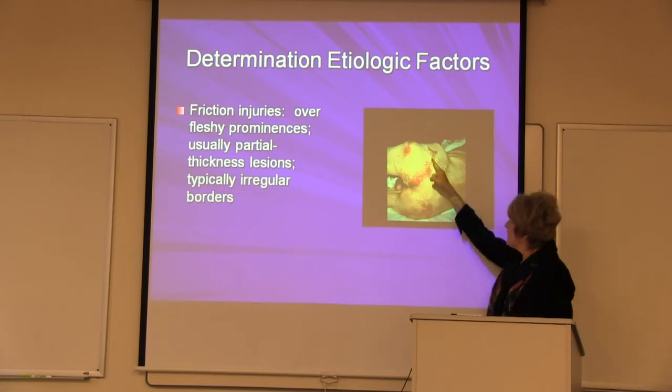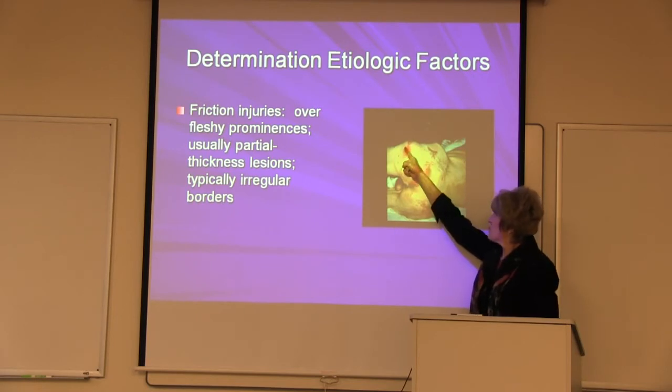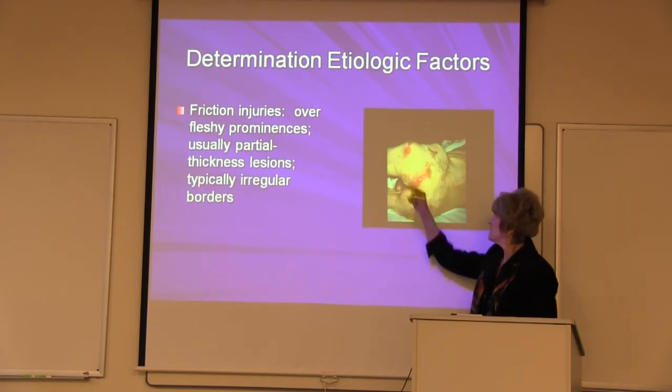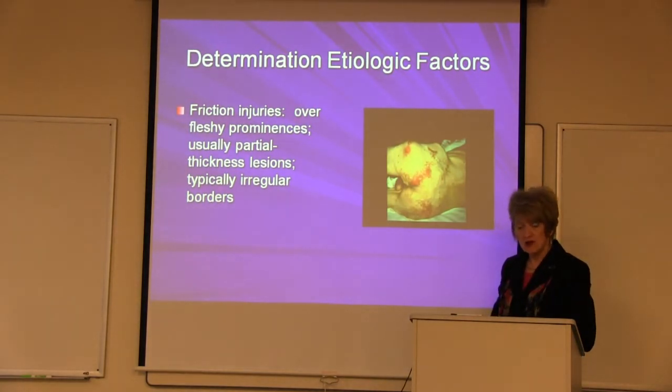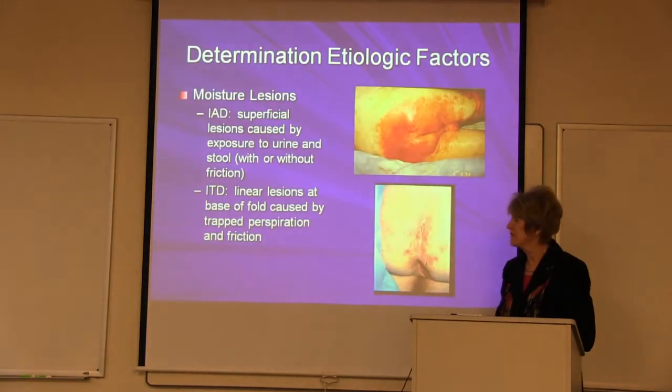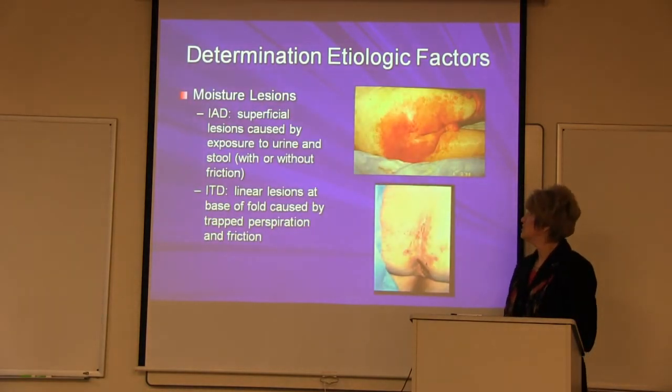The one area that's adjacent to a bony prominence, not over it, is the one on the left, trochanter. But again, is it over the bony prominence? No. It is adjacent. If you could not rule out pressure, then you might label it as a pressure ulcer. But if you knew that this wound occurred as a result of friction, you would classify it as a friction injury. And then you've got your moisture lesions.